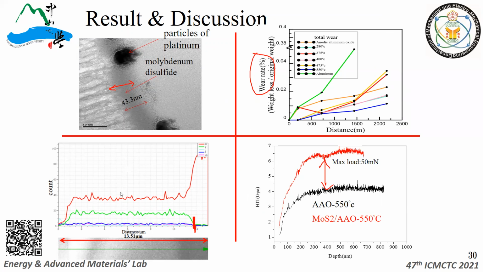Also, we did line scanning. We know this MoS2 precursor is deeply penetrating into this nanopore. And the MoS2 coating dramatically increased the surface hardness, almost double, almost double.